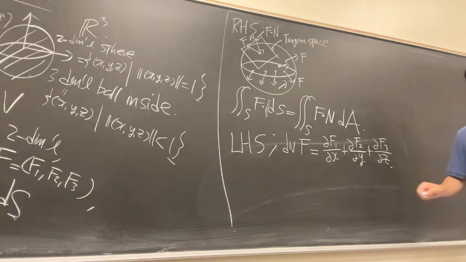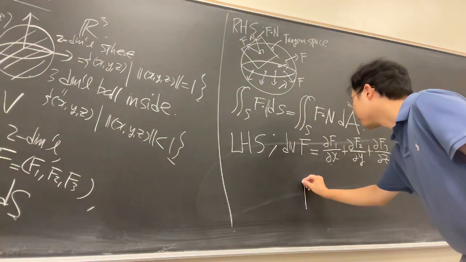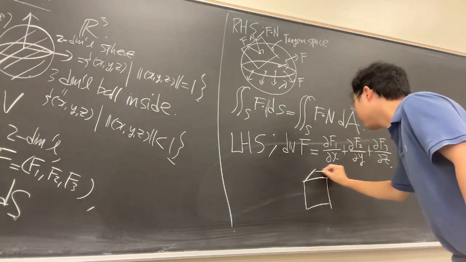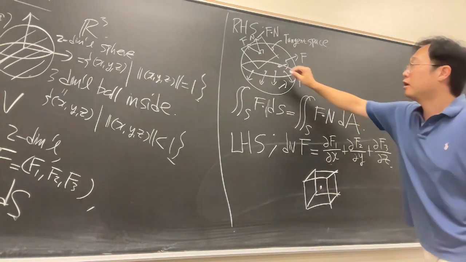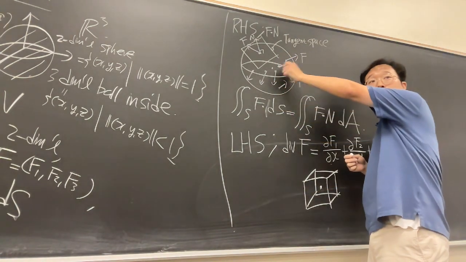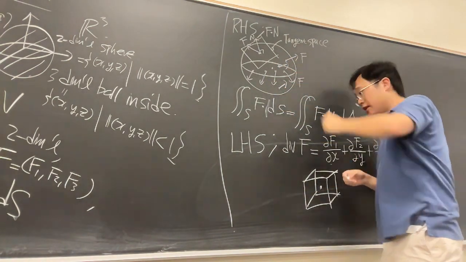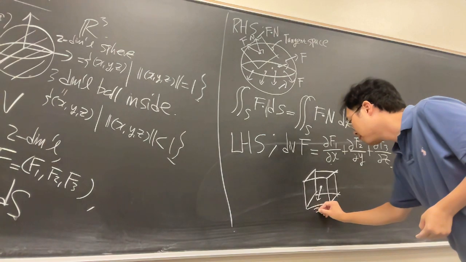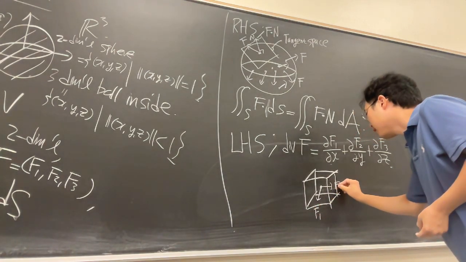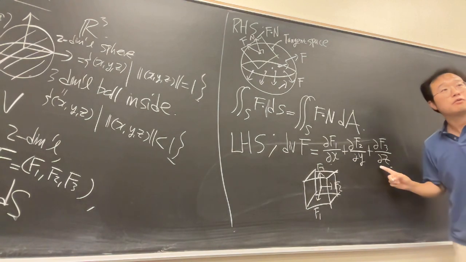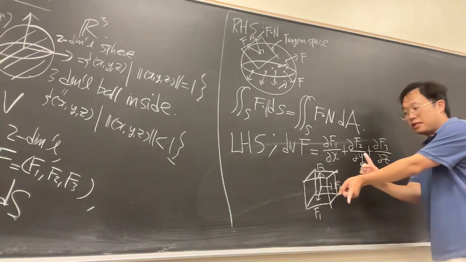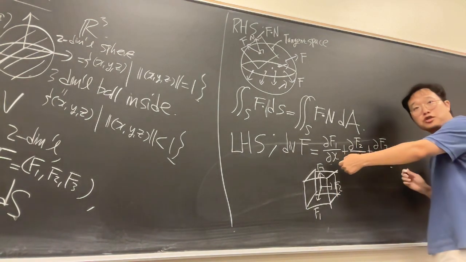What is it? If you imagine the three-dimensional cube, and for each point inside of the ball, I'm talking about the inside of the sphere, then you have F1, F2, and F3 for each point. And what's the meaning of it? We just look at each infinitesimal change and take the summation.